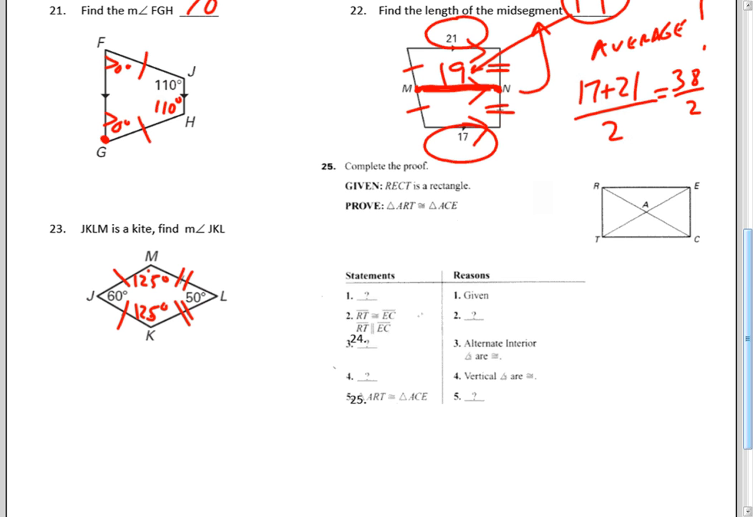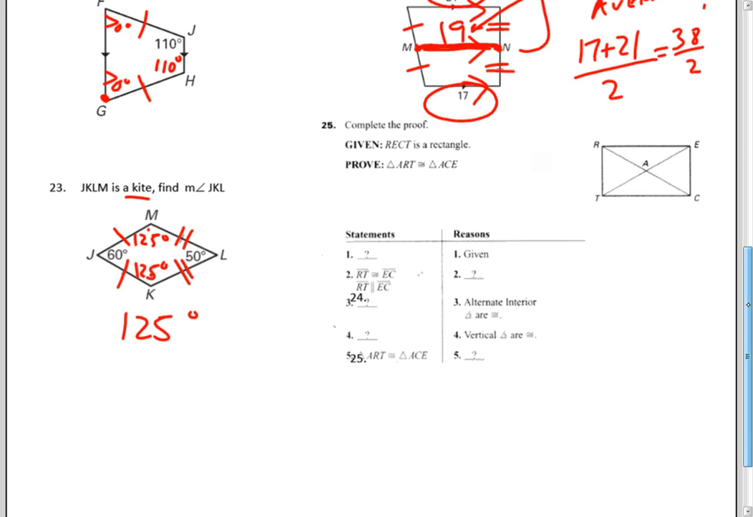Notice we don't necessarily have anything that's supplementary like we did in the parallelogram. That's because, not parallelogram, trapezoid. That's because nothing is parallel in the kite. JKL, JKL, 125 degrees.